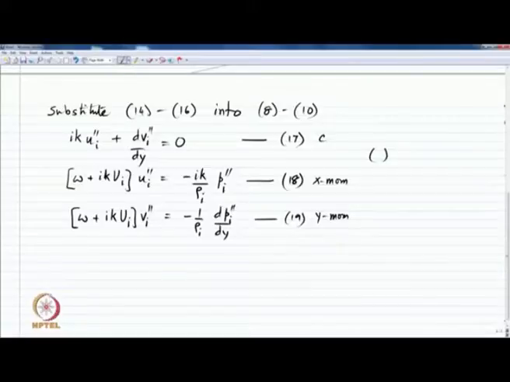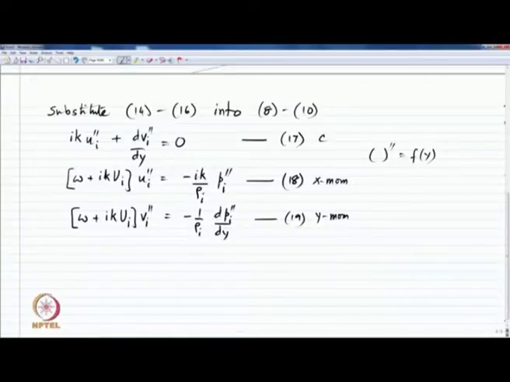The double prime quantities are only functions of y, just so we recall, and that is the reason the derivatives of the double prime quantities with respect to y remain, but with respect to either x or time are simply converted into an algebraic multiplication with either ik or omega, or as is the case with the advection term, omega plus ik ui.